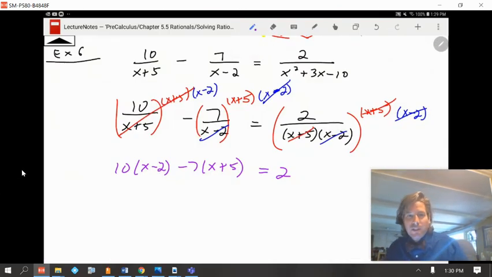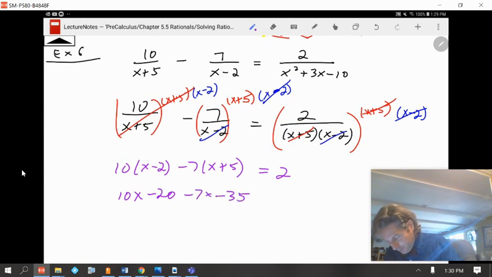So now I have an equation that works out pretty nice, right? I distribute the 10. I got 10x minus 20 minus 7x minus 35 equals 2. And what is 20 plus 35? 55. You add that to the other side. 2 plus 55 is what? 57. And 3 goes into 57, what, 19 times?